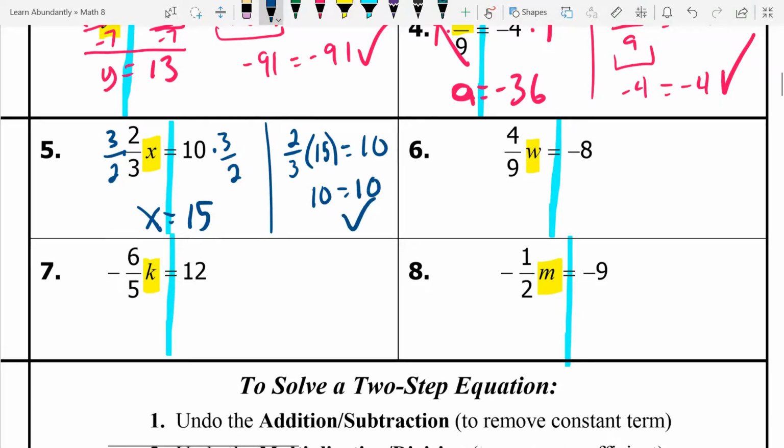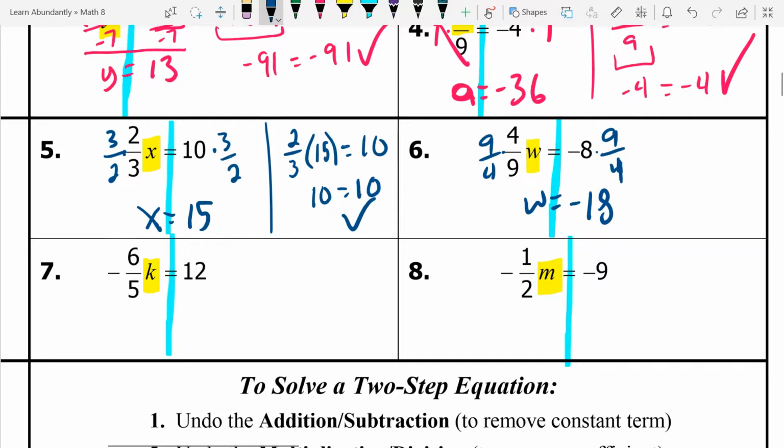I'm going to jump over to number 6. Number 6 has 4 over 9. So what are we going to do? We're going to do 9 over 4. And we're going to multiply on both sides. On the left side, it would be just canceling out. That's why we did it. So we have W equals, and if I go ahead and do the multiplication on the right side, and I type in my calculator negative 8 times 9 over 4, I end up with negative 18.